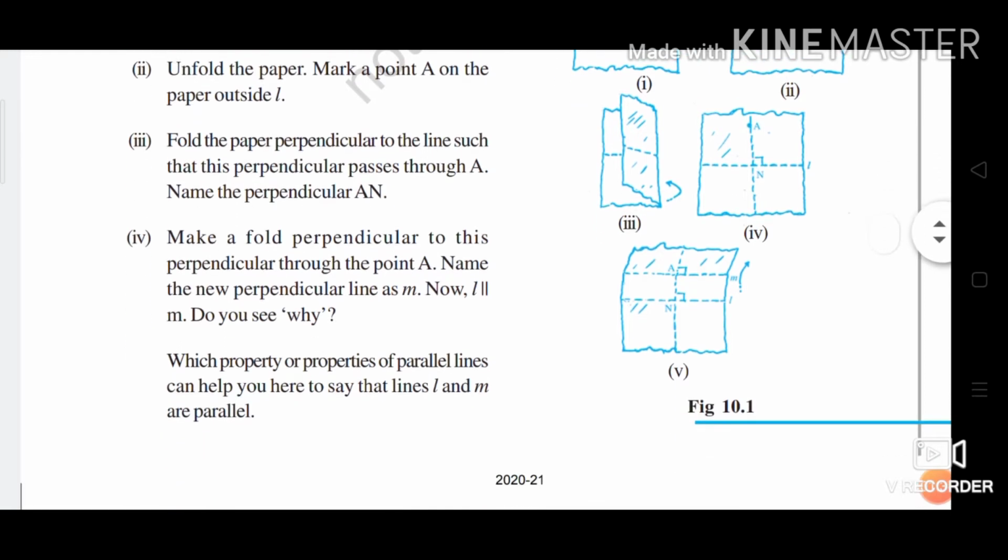Do you see why? Which properties of parallel lines can help you here to say that lines L and M are parallel? If you observe the diagram, you are getting the 90-degree angle wherever the intersecting points are. Second thing, the distance between these two lines is always the same at any point. So these are the two properties through which you can say that these two lines are parallel to each other. This is the simple activity you can do by yourself, and we will also do this activity later on.